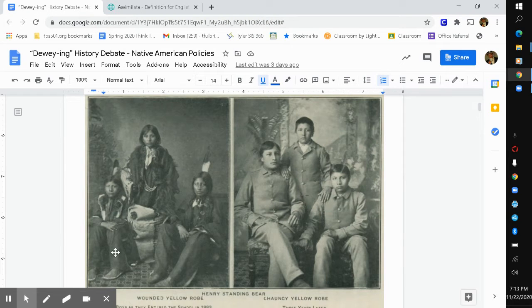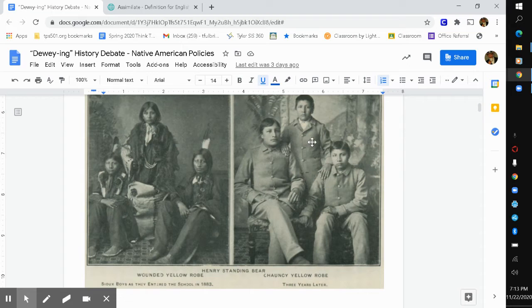Group of three boys here, and three boys again. Sioux boys as they entered the school in 1883, and 3 years later. How might what we see happening here, a group of Native Americans who had changed their culture, be related to what we might see today?